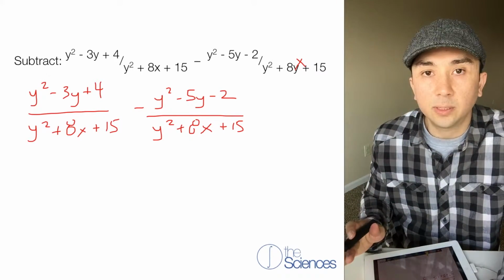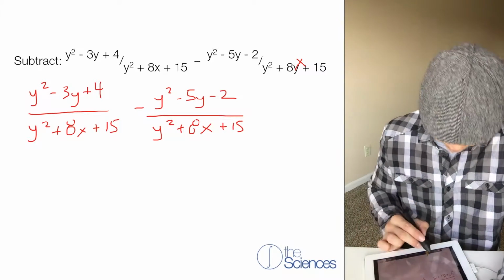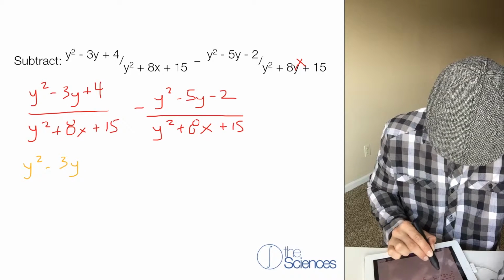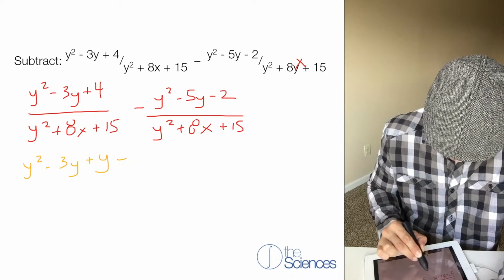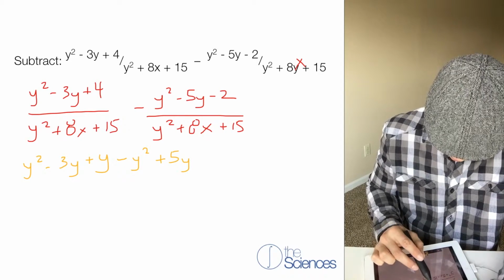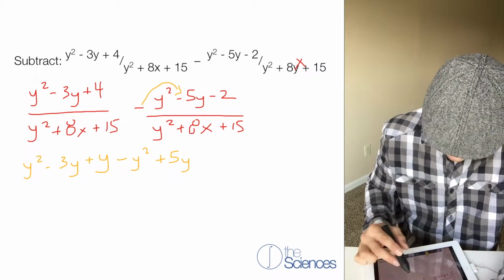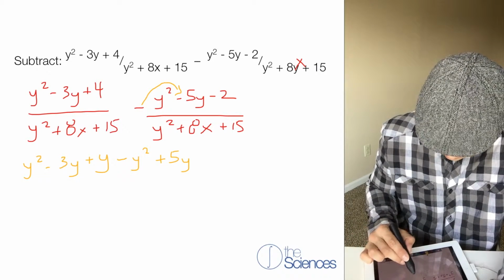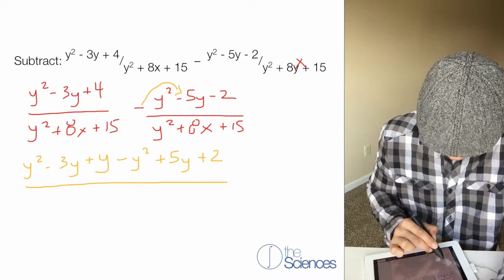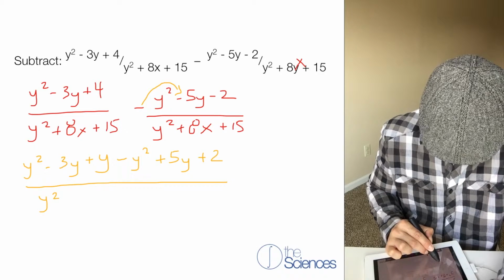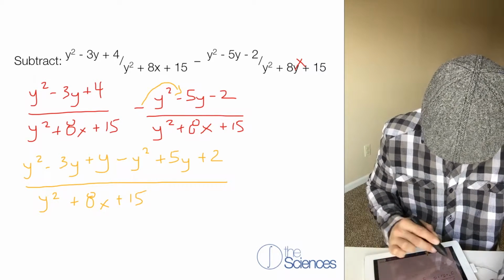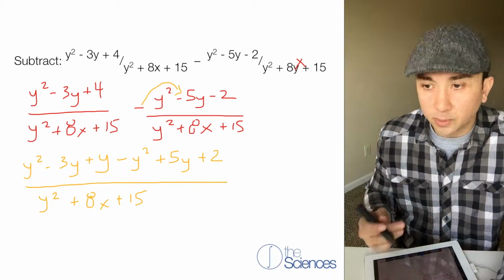So all we're going to do is combine the numerators. So we get y squared minus 3y plus 4 minus y squared plus 5y. Don't forget this, we're subtracting, so we're going to change the signs. So plus 2. And we're going to place this all over the common denominator, which is y squared plus 8x plus 15.